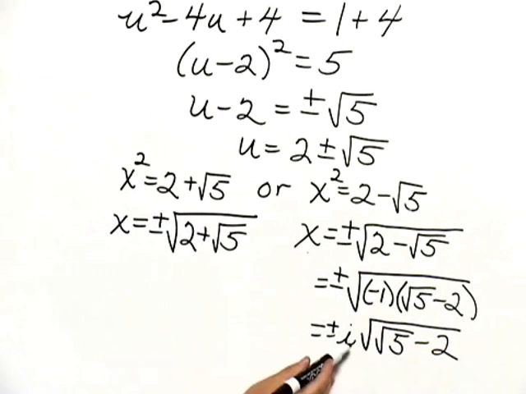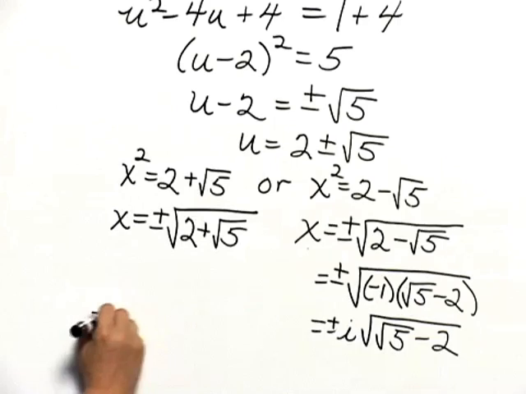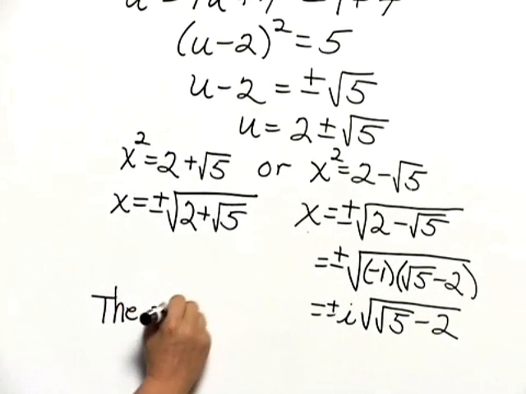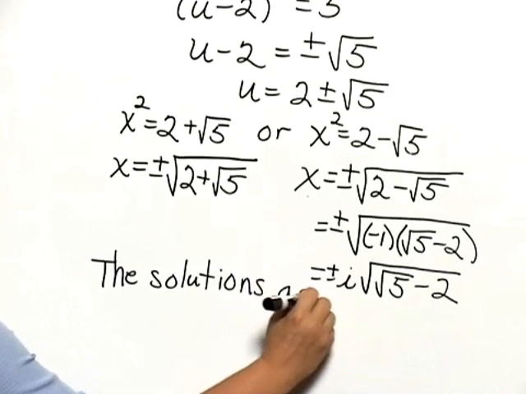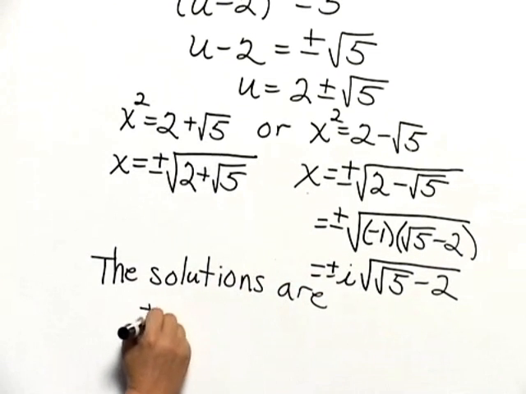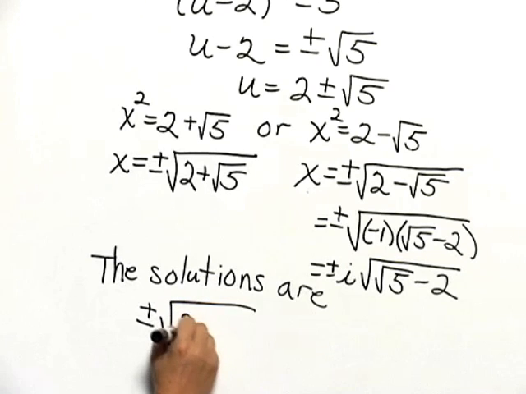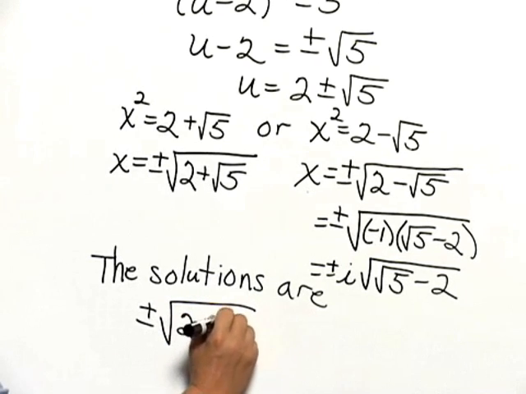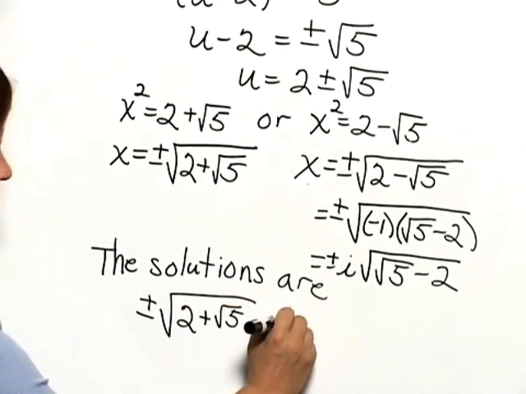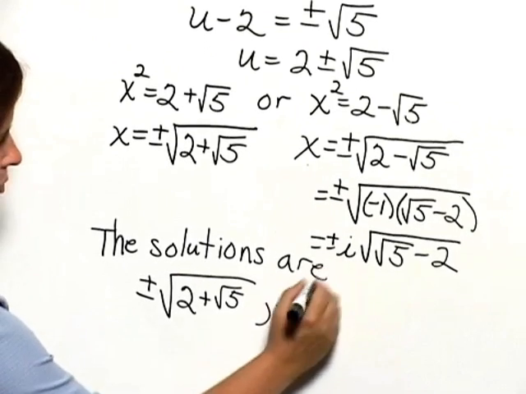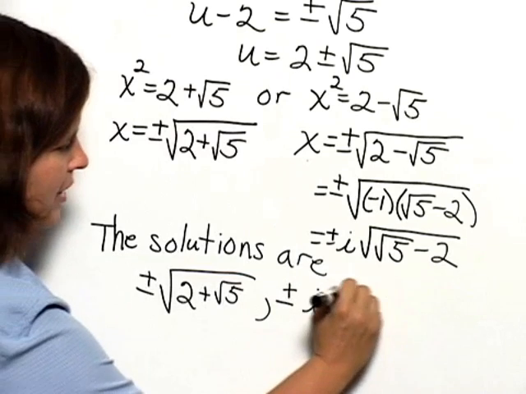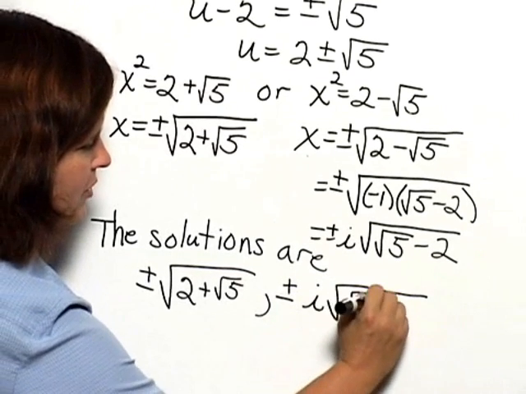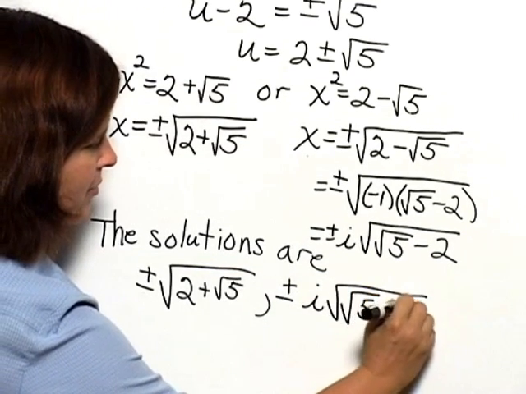And that actually gives me 4 solutions then. The solutions are plus or minus the square root of 2 plus the square root of 5, and then plus or minus, and I'll leave the i there, you can put it at the end if you want, plus or minus i times the square root of the square root of 5 minus 2.